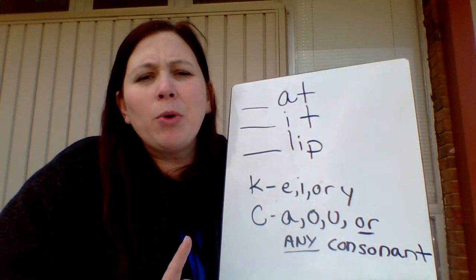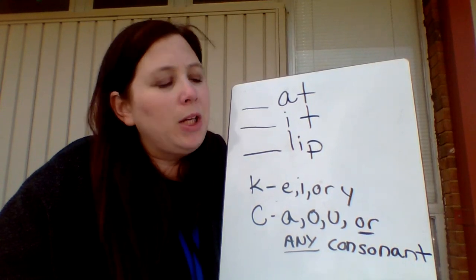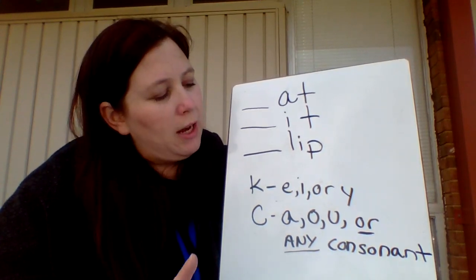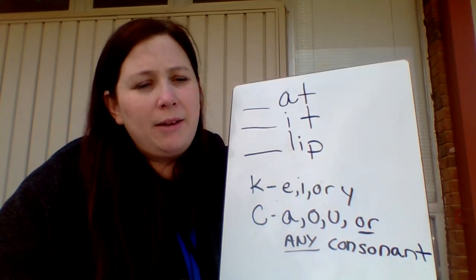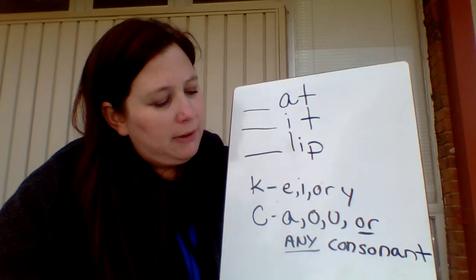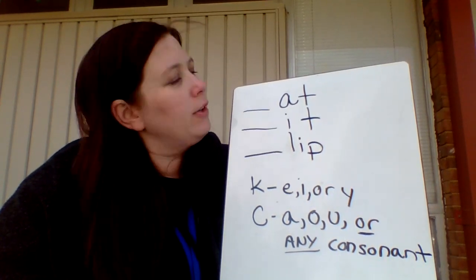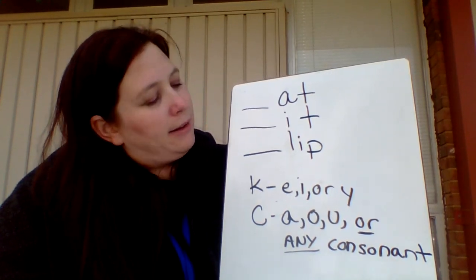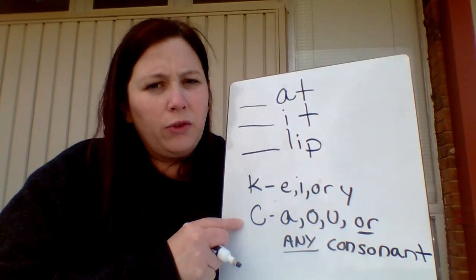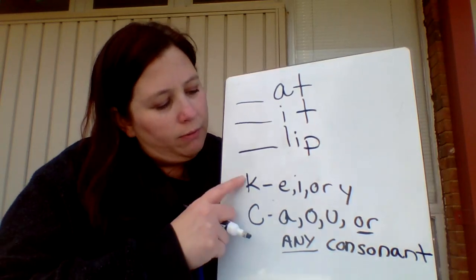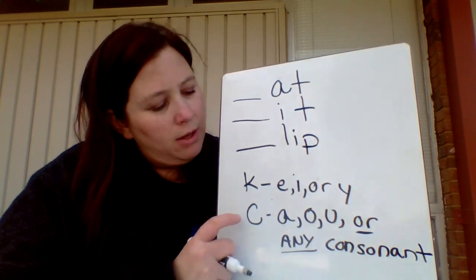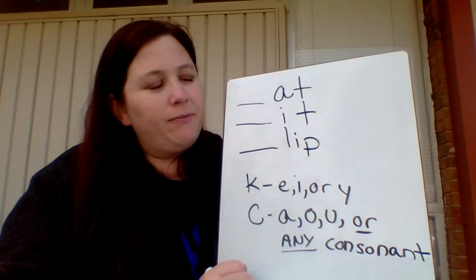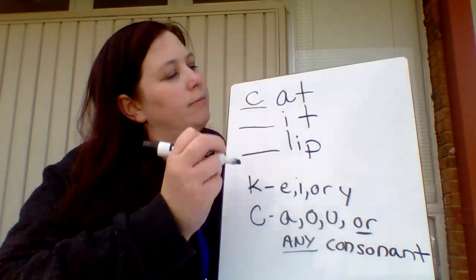If you're trying to remember one or the other, it's probably easier to remember when we use K. We use K for E, I, O, and Y. Otherwise, it's going to be a C. So let's look at our first word. We're missing C or K, and then we have AT. So if we look down here at our rules, what letter are we going to use? Here we see A. So it's going to be a C.